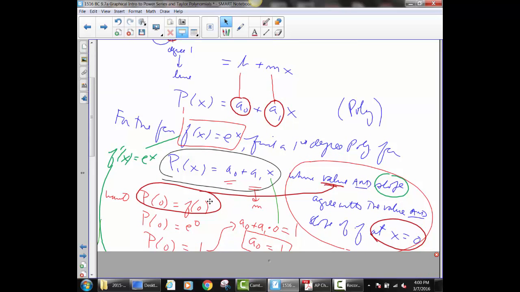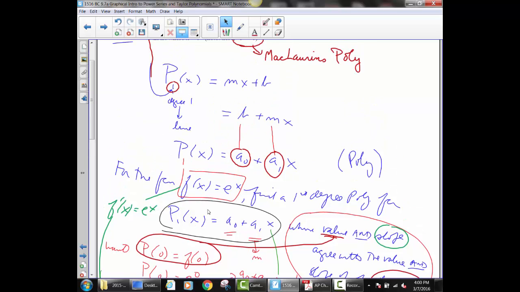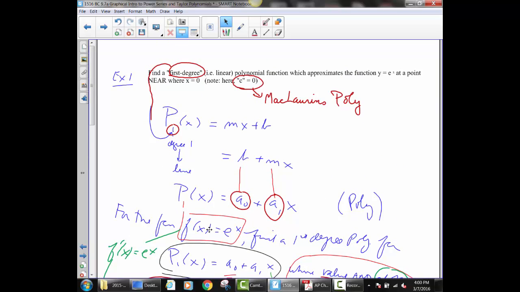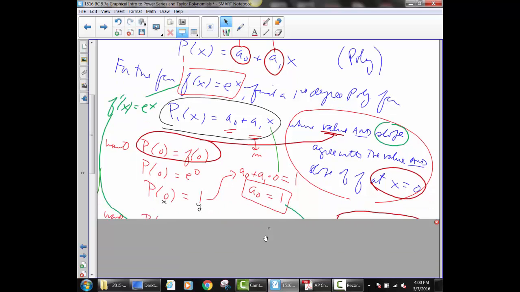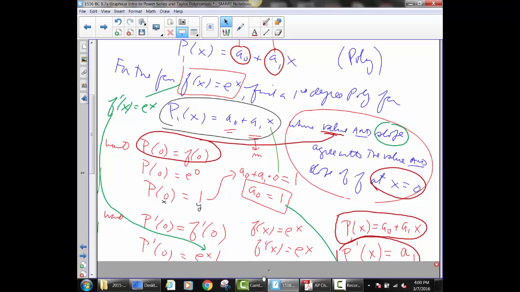So we want p of 0 to equal f of 0. Well, our f of x is e to the x, and our p of 0 is a0 plus a1 times 0. So f of 0 is e to the 0, which is 1. P of 0, since this is our p of x, a0 plus a1 x, is a0 plus a1 times 0, because we're doing it at x equals 0. And that gives us that a0 is 1.